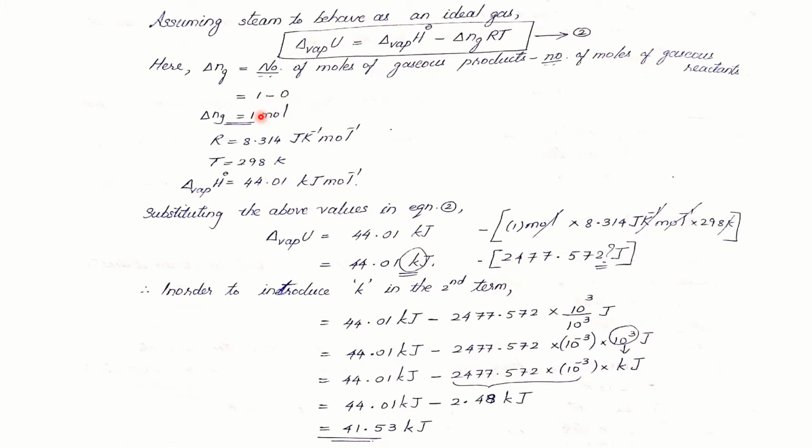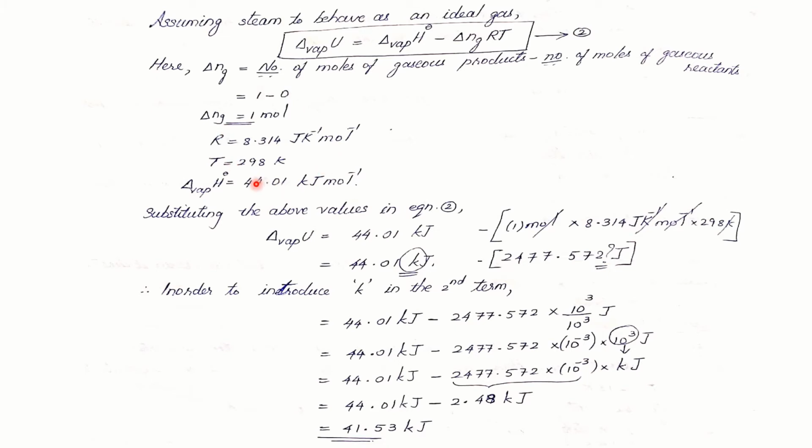So 1 minus 0 gives you 1 mole as the value of delta Ng. Now the value of gas constant R is 8.314 joule per Kelvin per mole. The temperature given in the situation is 298 Kelvin, and the standard enthalpy of vaporization of water at 298 Kelvin is 44.01 kilojoules per mole.